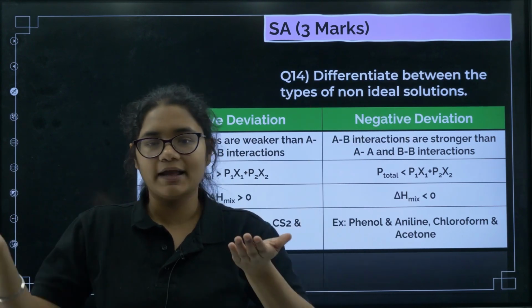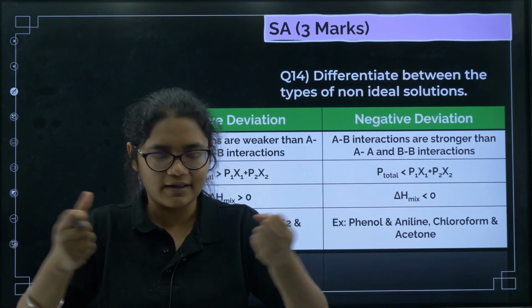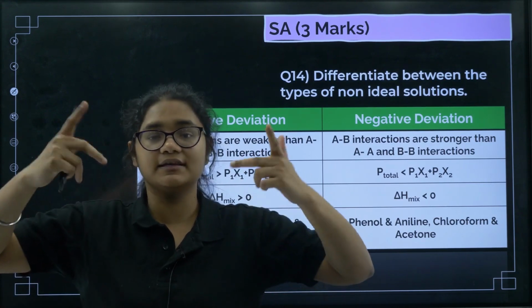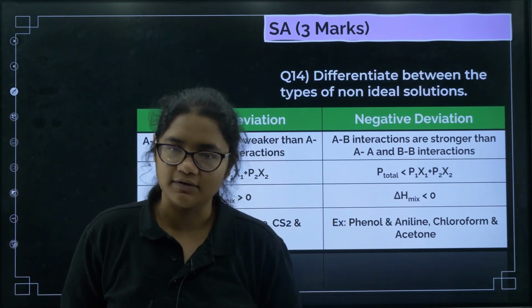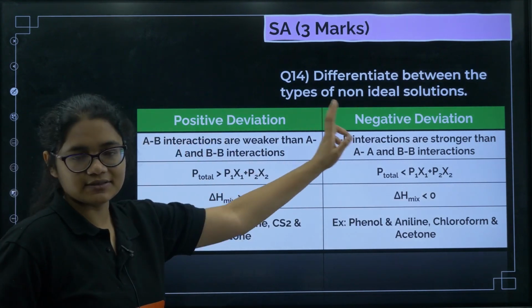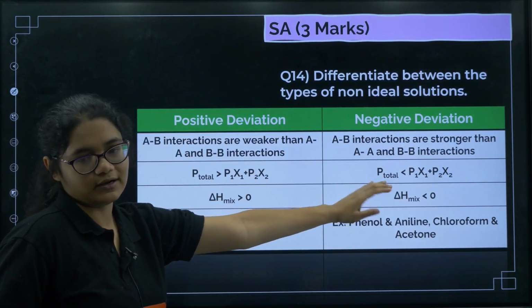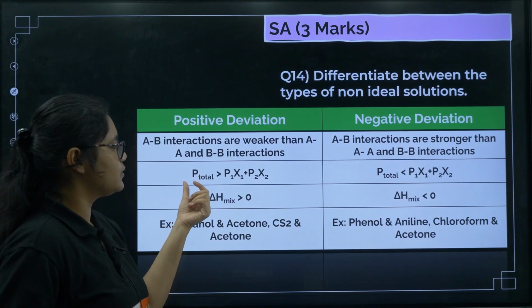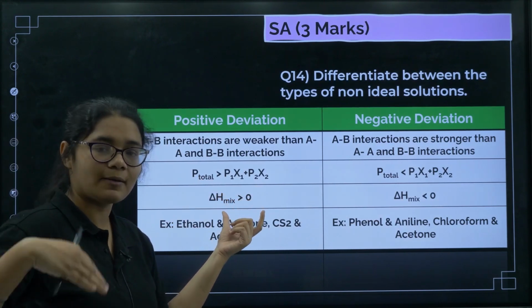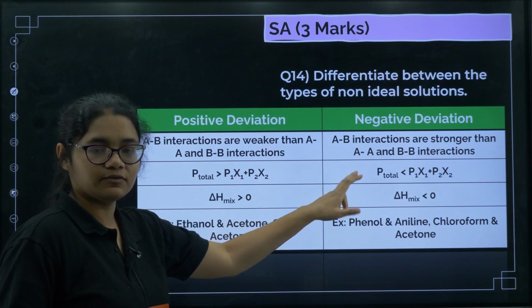Now if you have added A and B, they are not good friends, right? They are repelling from each other. So the interactions is very weak, so they will easily evaporate and they will cause positive deviation. So in that case, positive deviation, weak interactions, negative deviation, strong interactions. And here you can write total pressure will definitely be more because the weak interaction is there, more evaporation will be there. Here total pressure will be low.